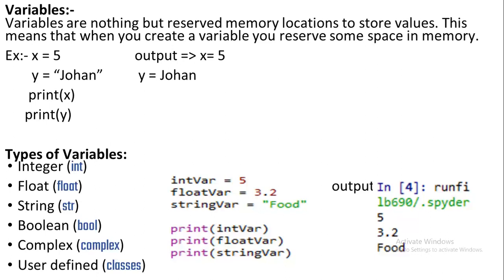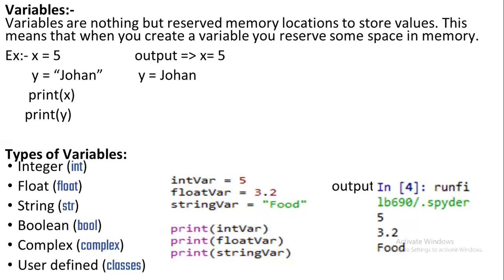So x is a variable. You don't require to use dim, you don't require to use var, you don't require to use anything. Directly you give the name of the variable and you assign a value. There is no semicolon. Syntax is very easy. Sometimes you may get confused whether this is Python or something else.